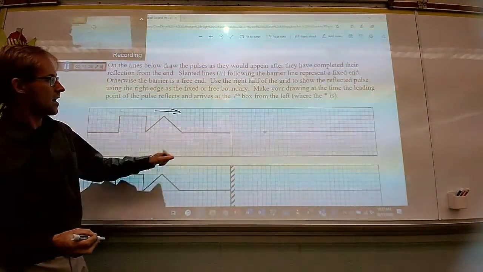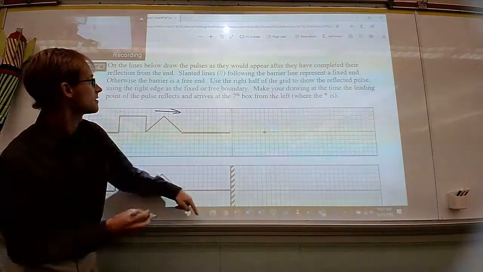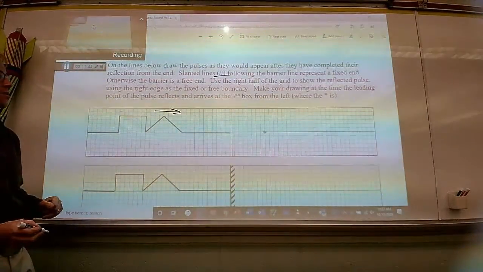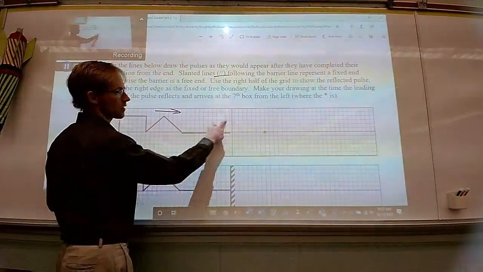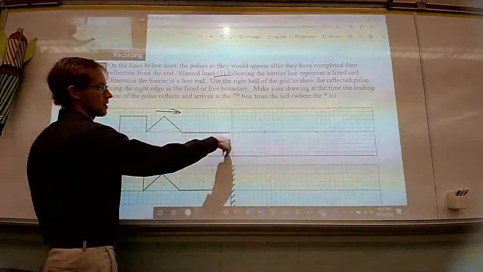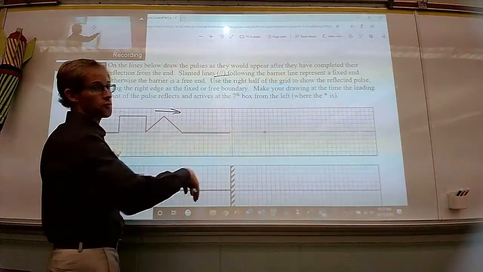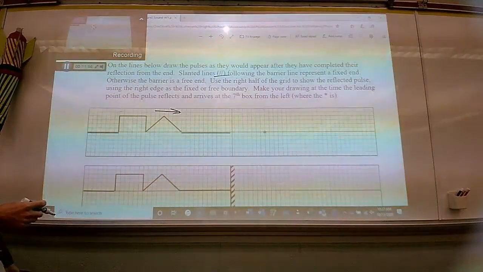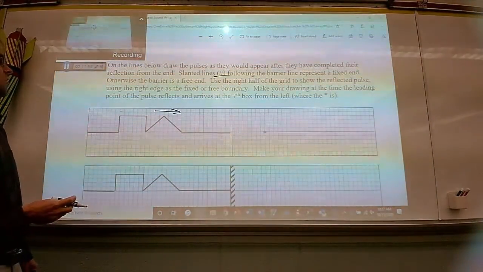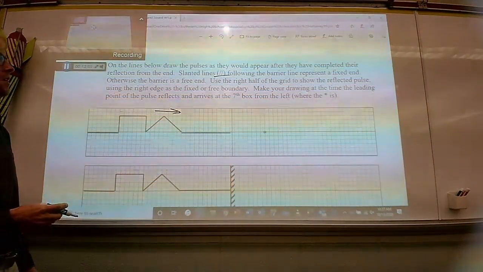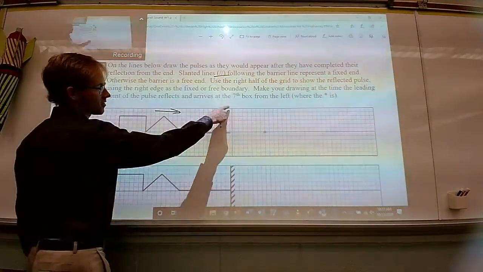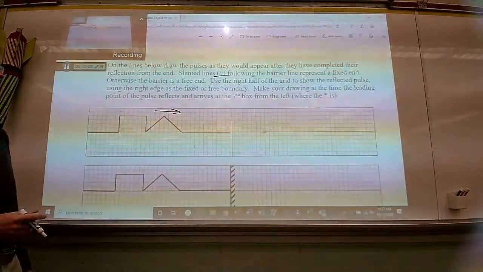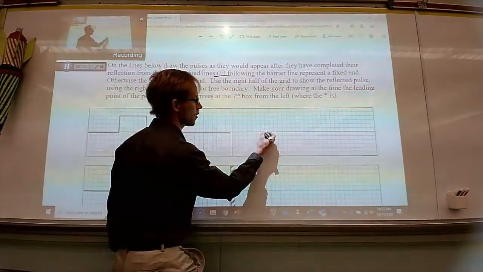Now, if you've got slanted lines like this, that means you have a fixed end. Otherwise, the barrier is a free end. So this, of course, is a free end right here. Whatever's holding these waves is free to move. Using the right half of the grid, show the reflected pulse, using the right edge as the fixed or free boundary. So again, this is just saying this is a fixed or free boundary. Make your drawing at the time the leading point of the pulse reflects and arrives at the 7th box from the left. That is this location.